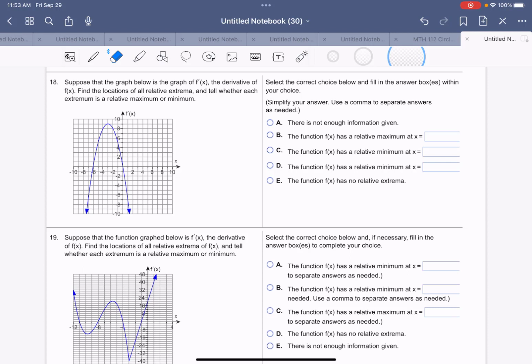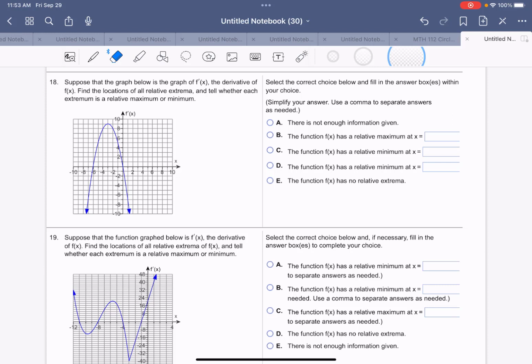So we have to be really careful to avoid thinking this is a maximum, because that's not what this graph means. This graph is describing how the original graph changes, okay? It's describing the slope of the tangent line.